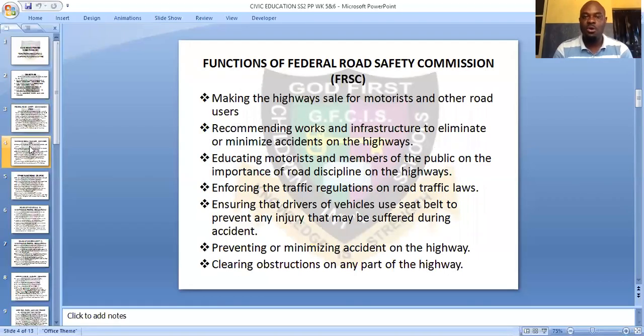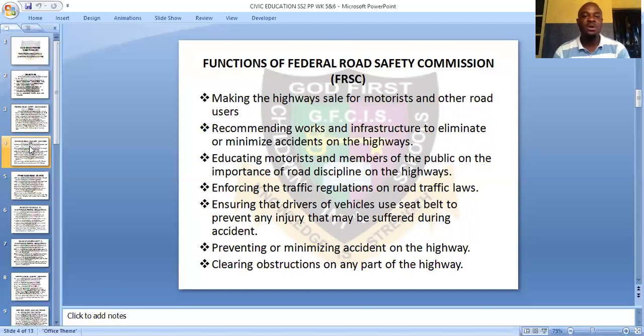Now, functions of the Federal Road Safety Commission, that is FRSC. Number one, making the highway safe for motorists and other road users. The sense is to make sure that the road is free for movement of people and goods and services. Okay, so it is their job to make sure that there is no traffic on the roadway. When there is traffic, they clear it so that there is free flow of people moving up and down on the highway.